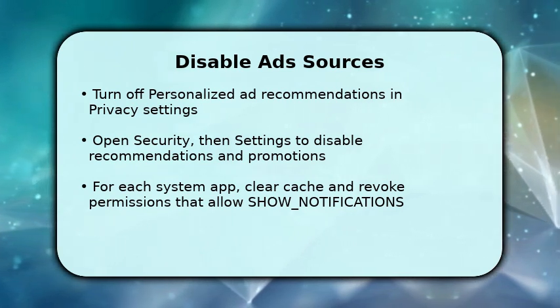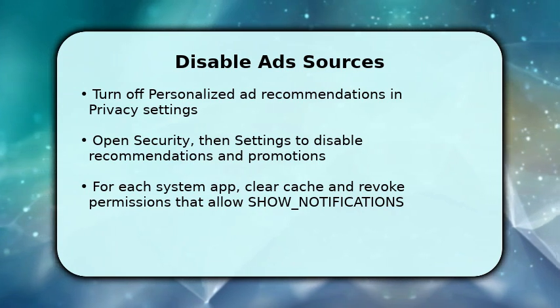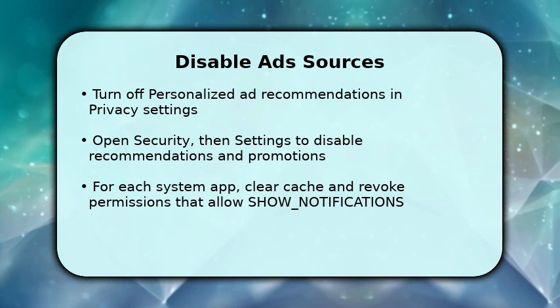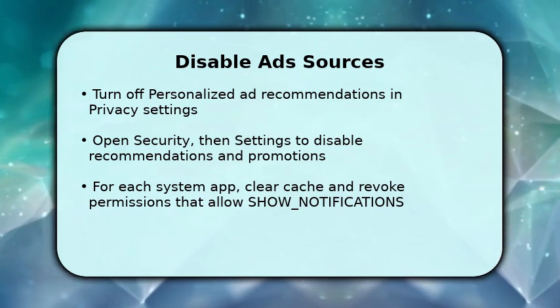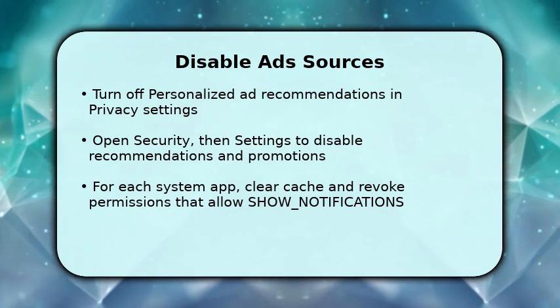For deeper control, go to App Settings for system apps, clear cache, and revoke notification and internet permissions where possible. Apps without show notifications can't deliver ad cards. Once you finish these steps, the bulk of MIUI origin ads will be suppressed.